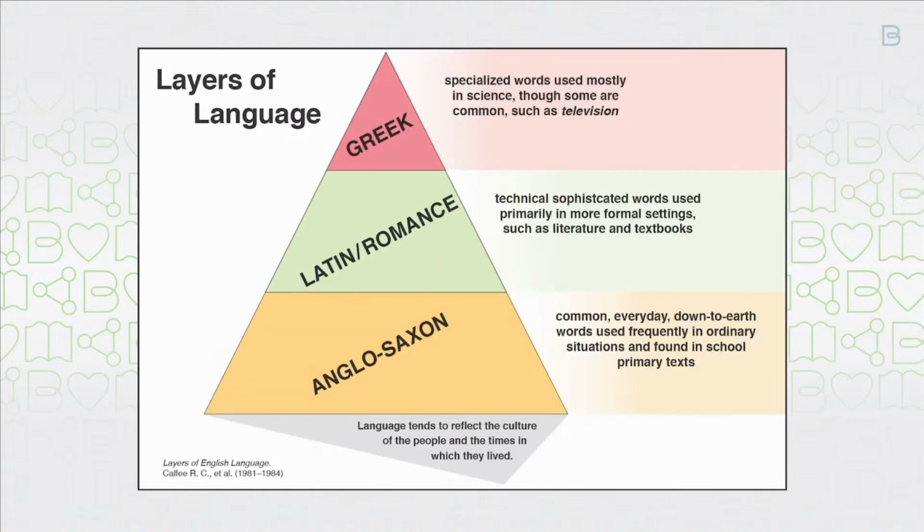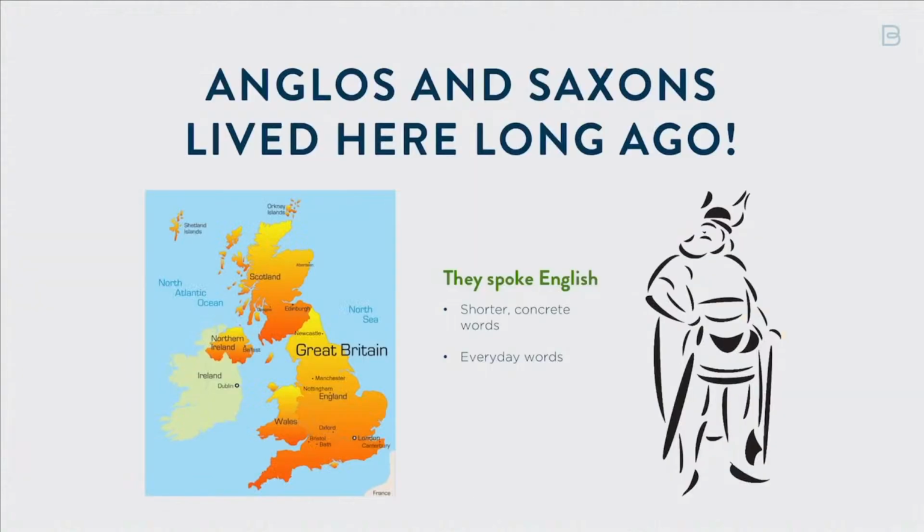When we're looking at our language and the way that it evolved, you'll notice that we have different layers of language. The bottom layer is the Anglo-Saxon portion of our language. Then we have our Latin and Romance languages, and then at the top the Greeks. The way our language evolved is with the Anglos and the Saxons, who arrived in Great Britain a long, long time ago. They were very simple people.